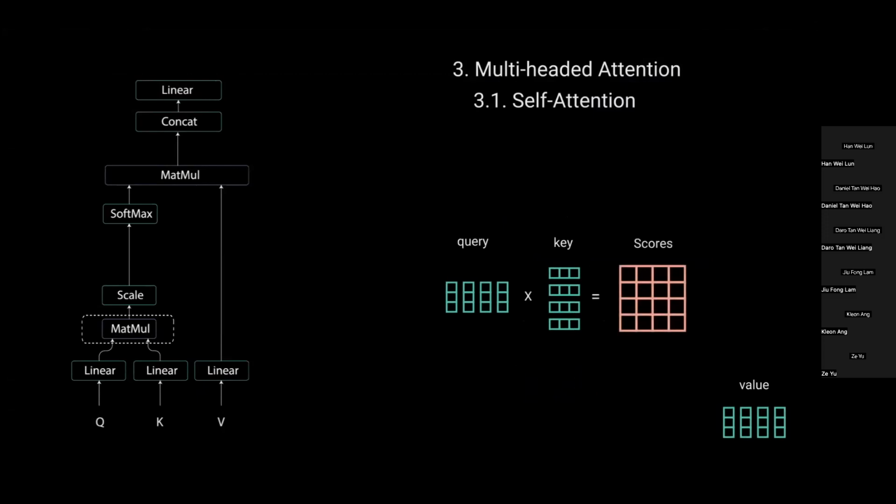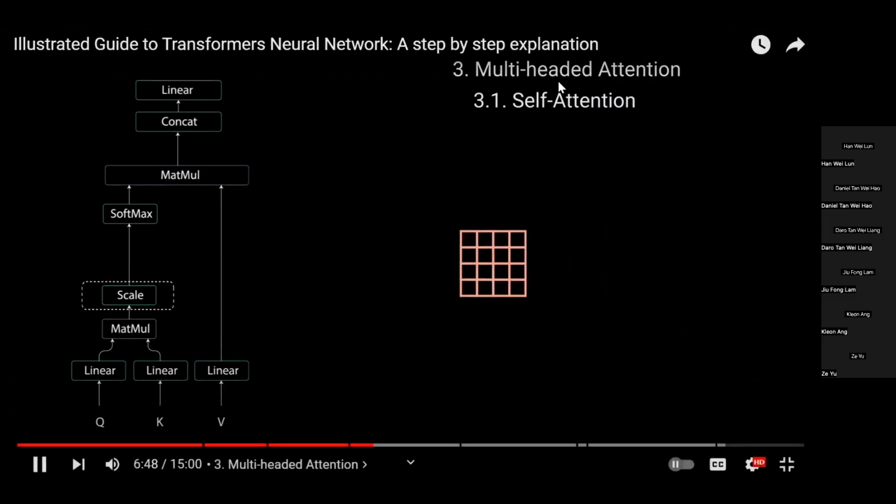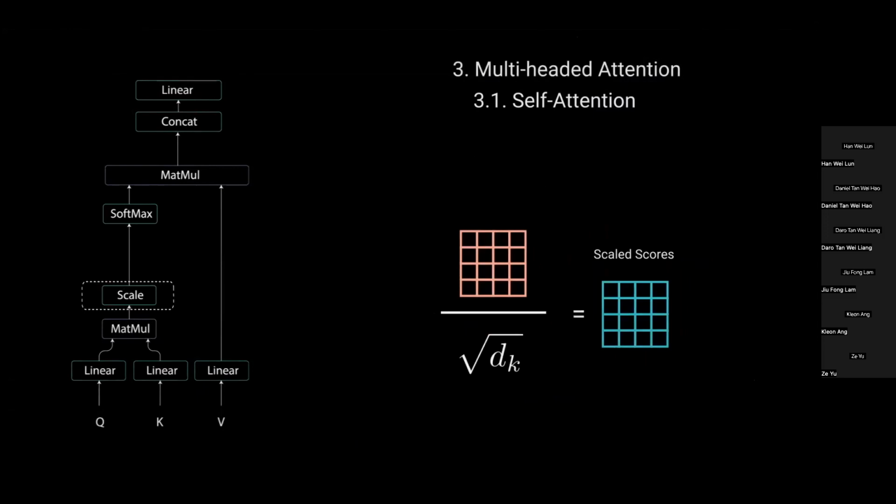The queries and keys undergo a dot product matrix multiplication to produce a score matrix. The score matrix determines how much focus a word should put on other words. So each word will have a score that corresponds to other words in the time step. The higher the score, the more the focus. This is how queries are mapped to keys. Then the scores get scaled down by getting divided by the square root of the dimension of the queries and the keys.